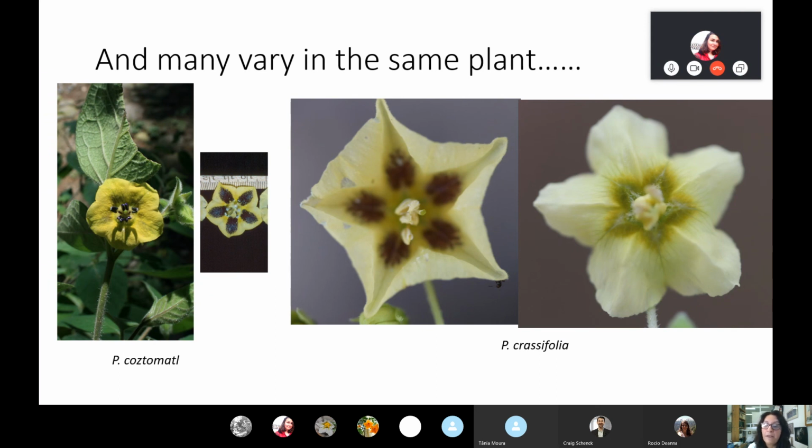And then, with a recent trip to Baja California, I started looking into Physalis crassifolia, which I did not know from field collections. And there you usually have corollas with a dark macula, and then I found some that are almost without a dark spot. They're mostly green.